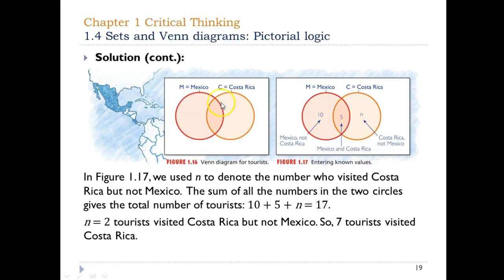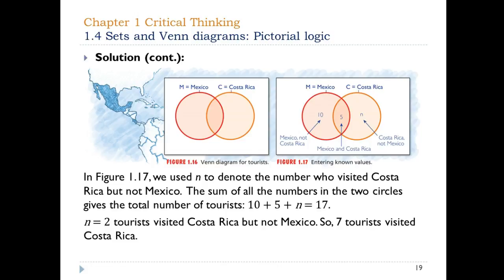This circle represents tourists that visited Mexico. This circle represents tourists that visited Costa Rica. Right, so 10 tourists visited only Mexico, but not Costa Rica. And 5 tourists visited both Mexico and Costa Rica. The sum of all of the numbers within the two circles gives a total number of tourists of 17. 10 plus 5 plus n is 17.